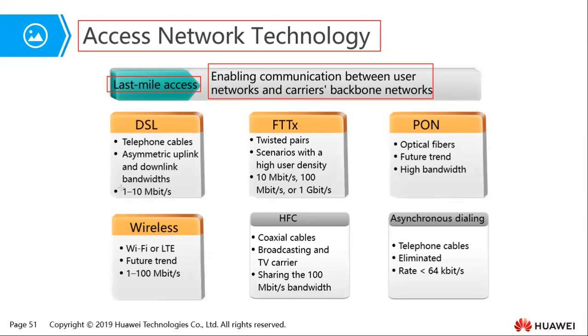Now, there are several technologies that can be used to implement last mile connection. One of them is what we call the Digital Subscriber Line, DSL. This uses telephone cables, and it can have asymmetric uplink and downlink bandwidths. So we have symmetric and asymmetric. Asymmetric means different.